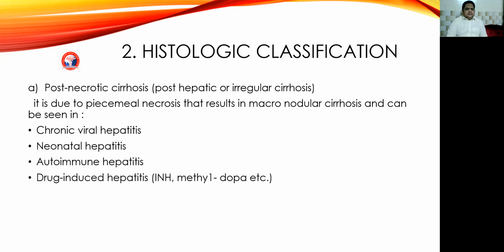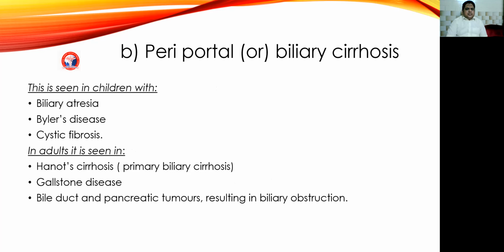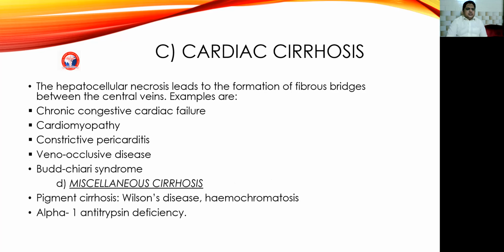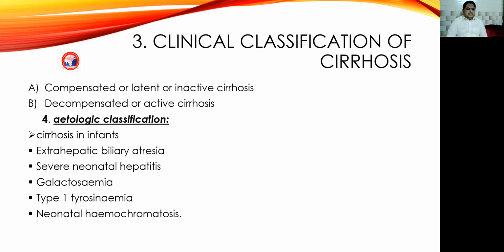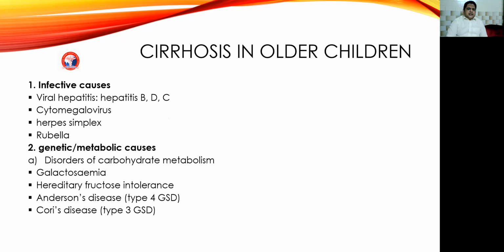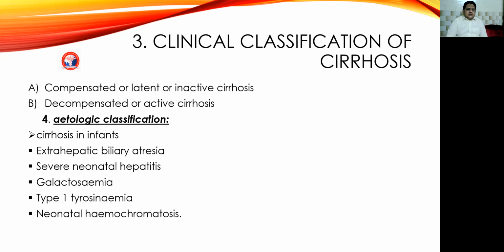Histological classification. Here we divide into histological classification. First one is post-necrotic cirrhosis. Second one is periportal or biliary cirrhosis. Third one is cardiac cirrhosis. Next is etiological classification. In between you have clinical classification, that is compensated or decompensated. Based on etiology, you have cirrhosis of infants and cirrhosis in older children. So these are two different issues.